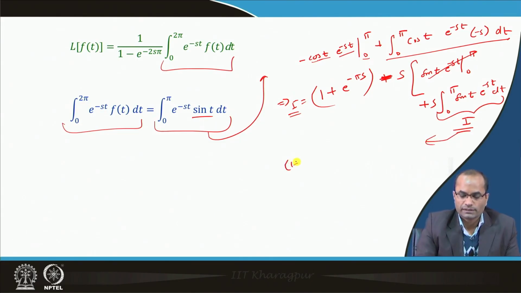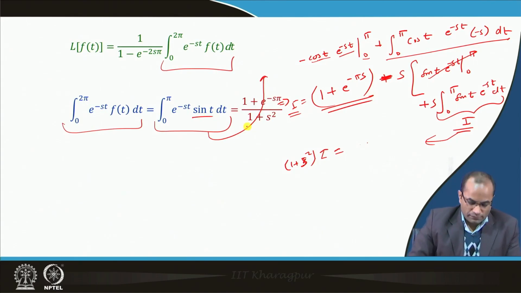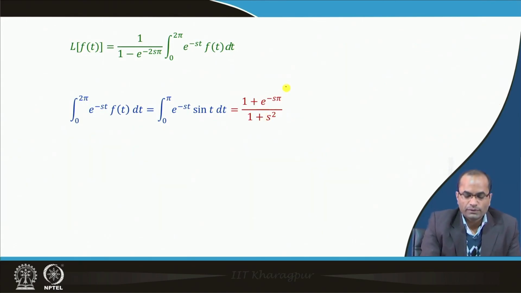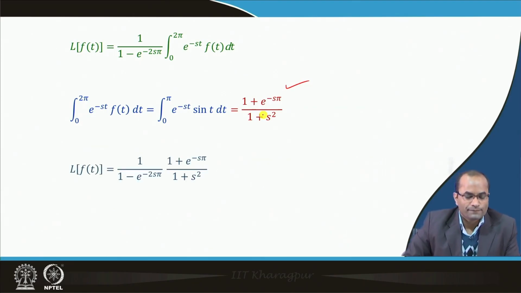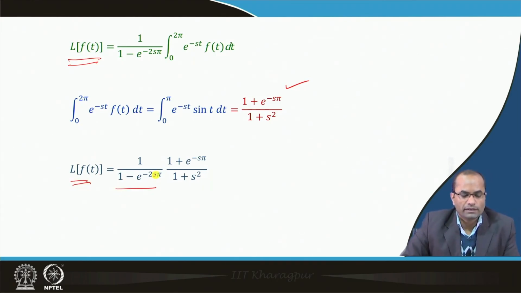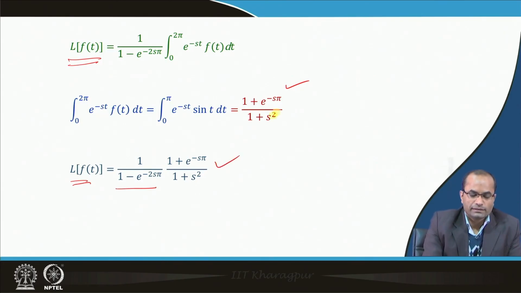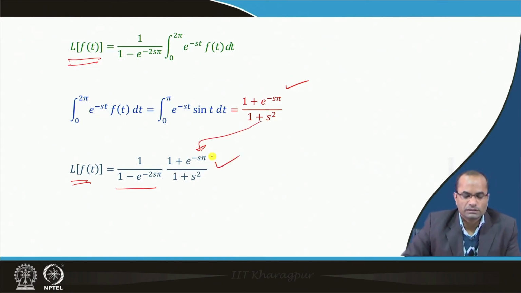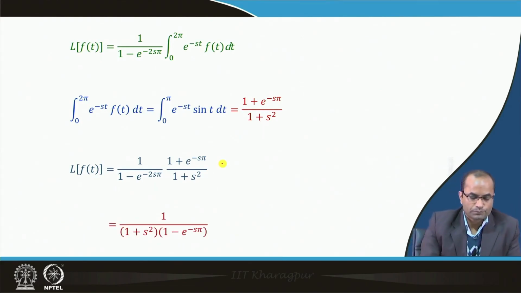So, we will have 1 plus s square times this integral I, and on the right hand side this term. So, this integral gives us exactly 1 plus e power minus pi s over 1 plus s square. And then we have the Laplace of f t is 1 over 1 minus e power minus 2 pi s, and then this term coming from here, 1 plus e power minus pi s, over 1 plus s square.